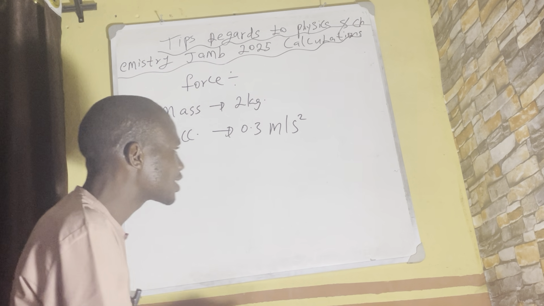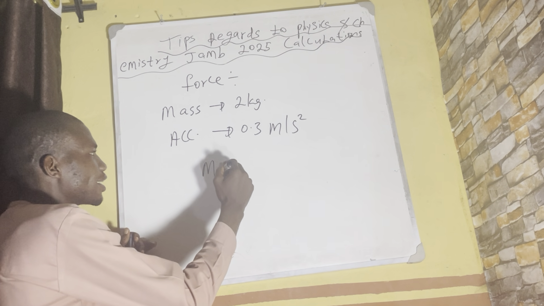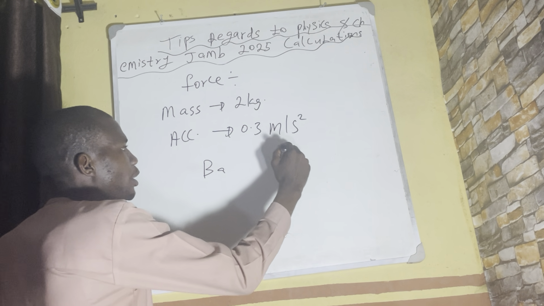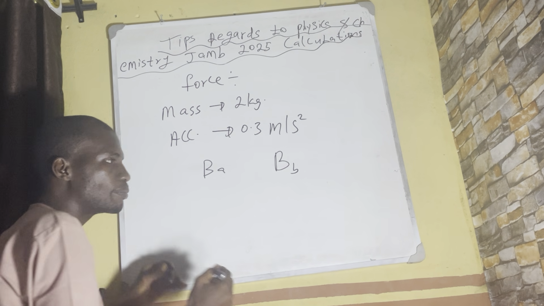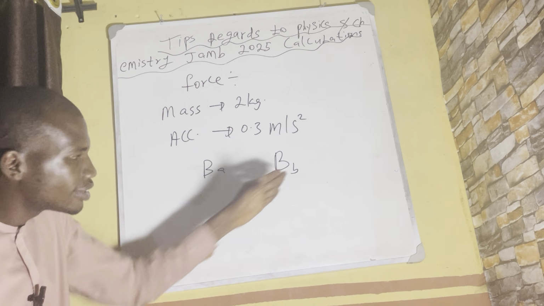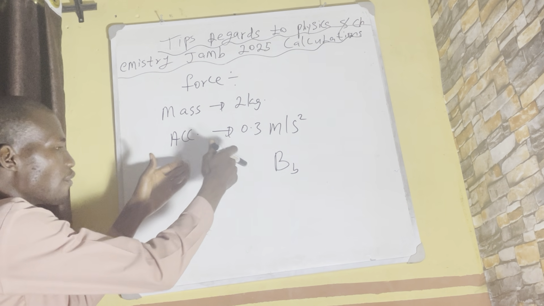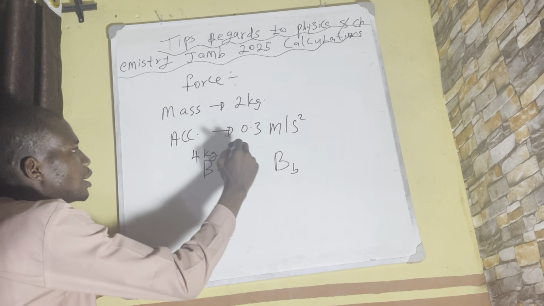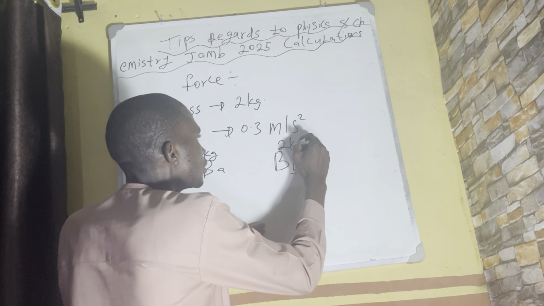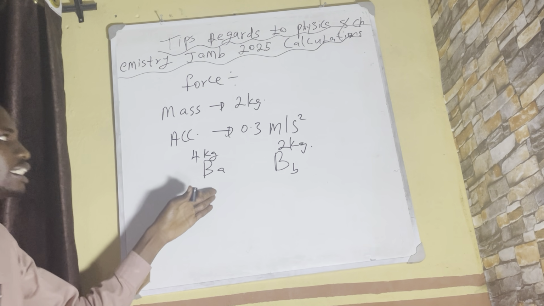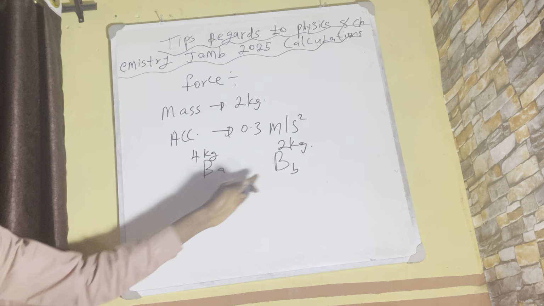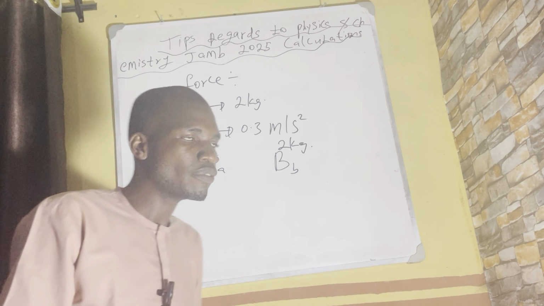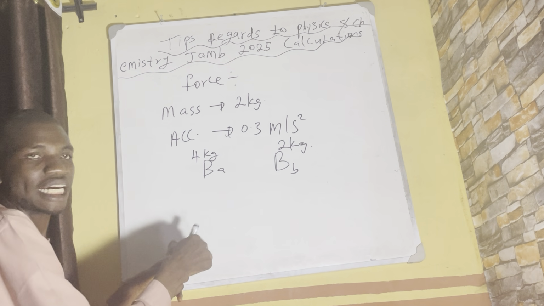So look at the board. Body A and body B. Two bodies. The mass of this is 4, then the mass of this is 2. These two bodies are separated by a distance of 0.2 meter. So it means that this body has a distance of what?